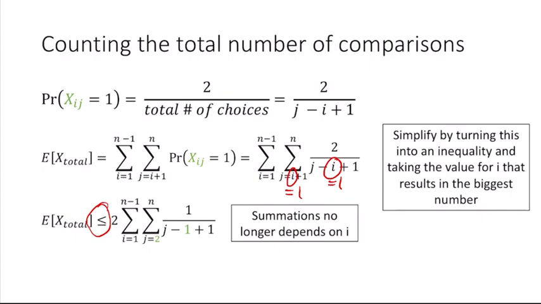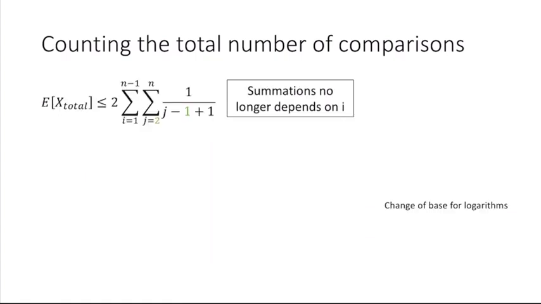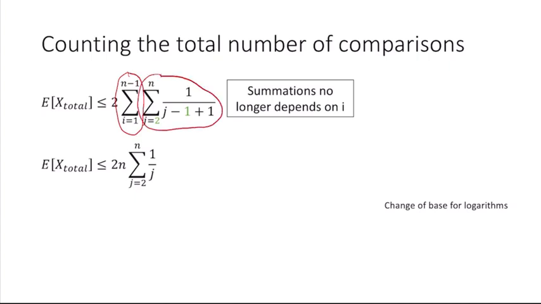Alright, so that inner summation, if you notice, no longer depends on i, which means I could just multiply by the number of times that that summation occurs. So this outer summation occurs roughly n times. So it's like taking this inner summation and multiplying it by n. So that outer summation just becomes the multiplicative factor by n there. So now we have 2n times that inner summation.